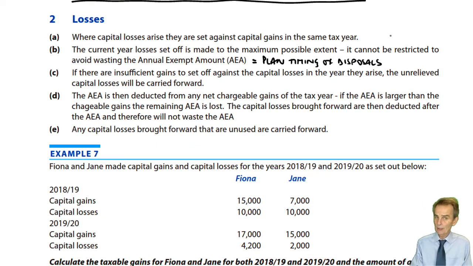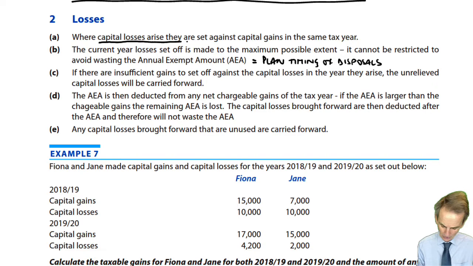Losses. Right, at the very beginning of this chapter we saw how, if we incurred losses, we would get relief for those losses. And we had to divide the use of losses between those losses sustained on disposals made in the current tax year, kept separate from any losses brought forward from previous tax years at the start of this tax year. So what do we do with them? This again should be revision.